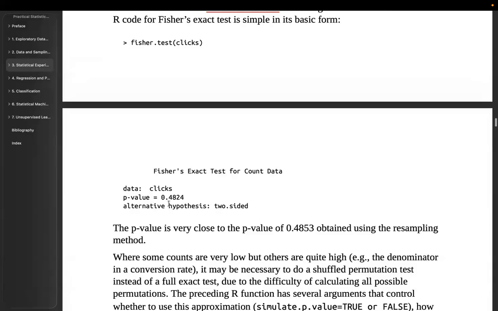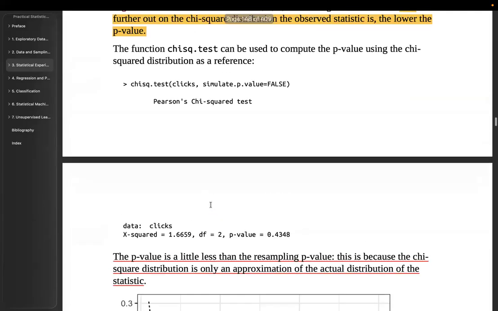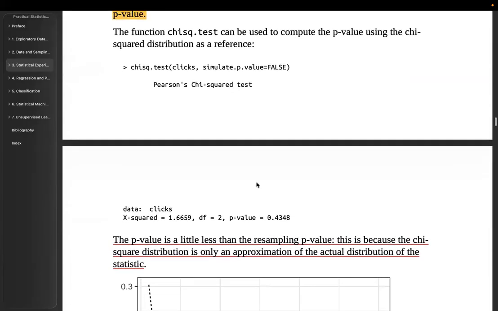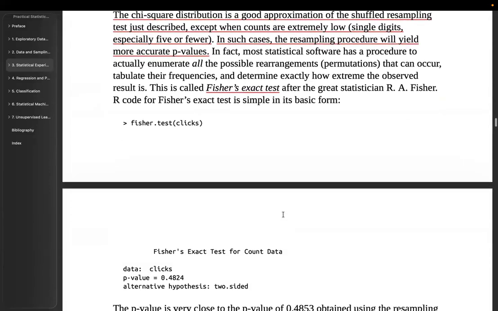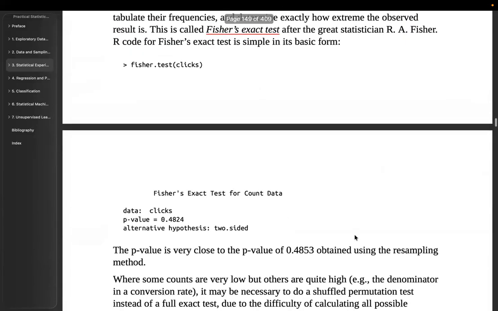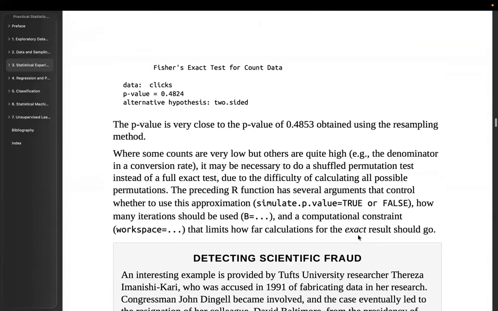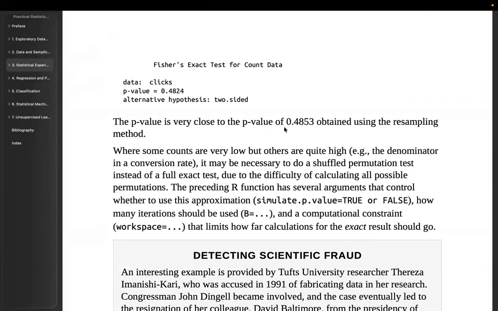Fisher.test. And this gives you an exact or more precise value, maybe 0.4824. It's very close to 0.4348. Your Fisher's test is more precise, if you want more precision. So the p-value is very close to the p-value of 0.4853, which is the resampling.